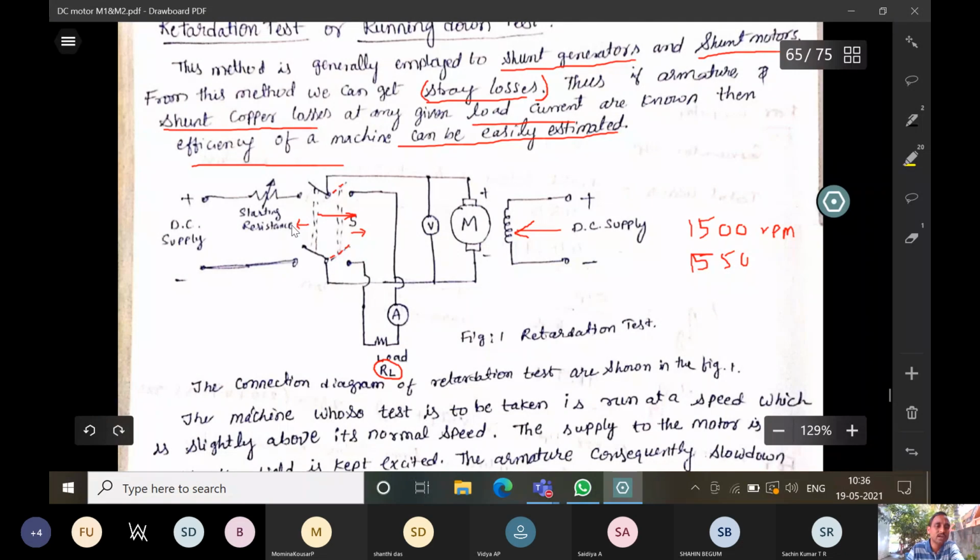So after running at the rated speed, or more than rated speed, you change the switch from DC supply to the load side and note down the time. Because if you remove the main supply, automatically the motor will stop. It will come to low speed and finally it will stop. For that, you count down how much time it will take to stop.